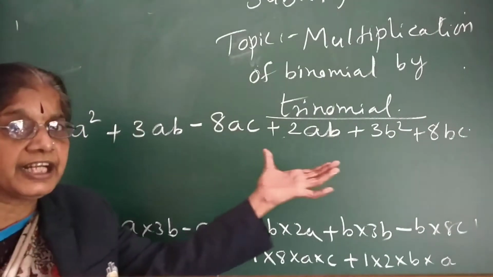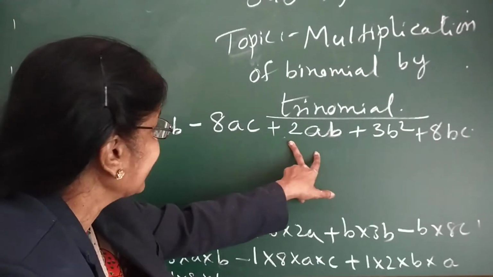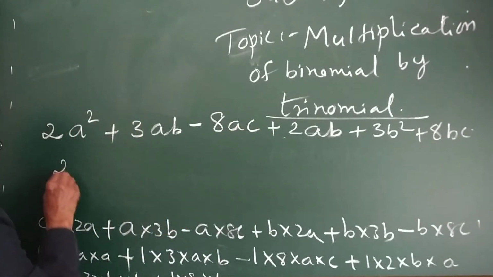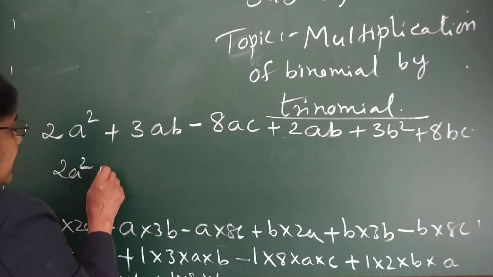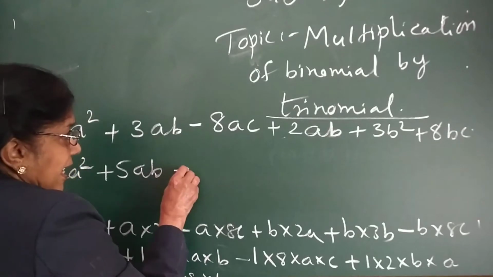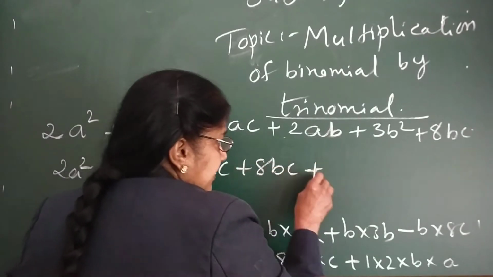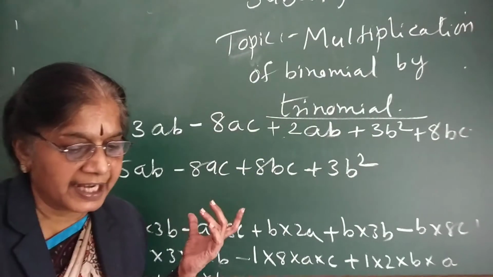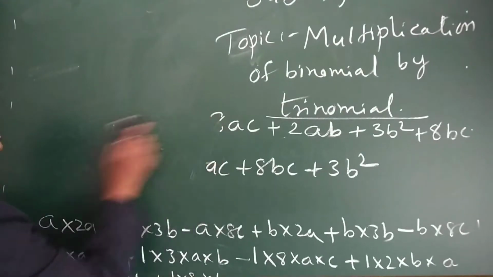In this, let us find out whether we have like terms or not. ab and ab are like terms. So, like terms can be added. So, 2a square remains as it is. Plus 3ab plus 2ab. 3 plus 2 is how much? 5. So 5ab minus 8ac plus 8bc plus 3b square. So this is the answer you will get. So this is multiplication of binomial by trinomial.